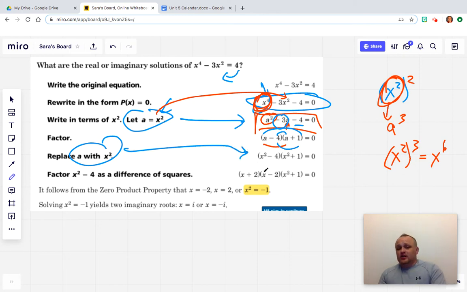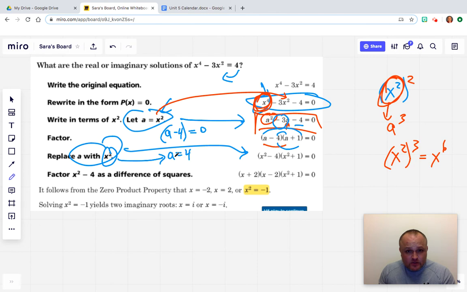Again, a lot of you are going to do things differently. Some of you might say a minus 4 is equal to 0, so that a is equal to 4, and then you would replace this to get over here what these guys got. Either way, it's going to be fine, okay? However you set it up, you're still going to get the same solution. For instance, let me finish this off here.